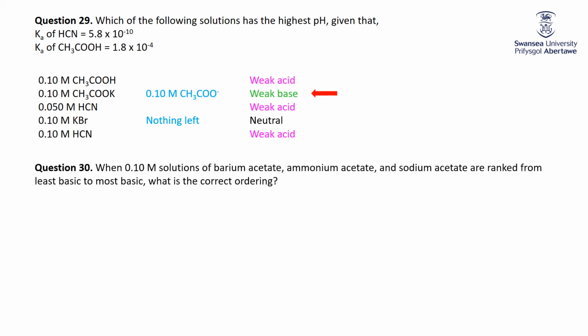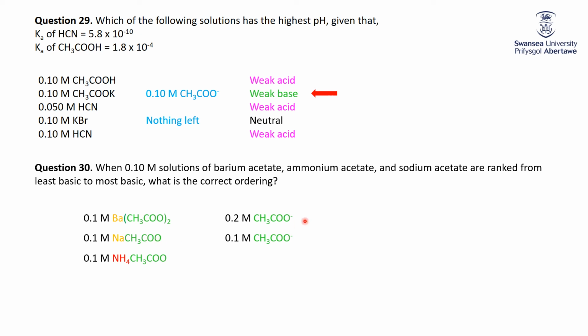This is a fun one. Barium acetate, ammonium acetate, sodium acetate, acetate of course being ethanoate, ranking them from least basic to most basic. Well, barium acetate, Ba(CH3COO)2, sodium acetate, NaCH3COO, and ammonium acetate, NH4CH3COO. So the barium acetate has 0.2 molar of the CH3COO minus because barium is a spectator ion. Sodium is a spectator ion, so this is 0.1 molar CH3COO minus.